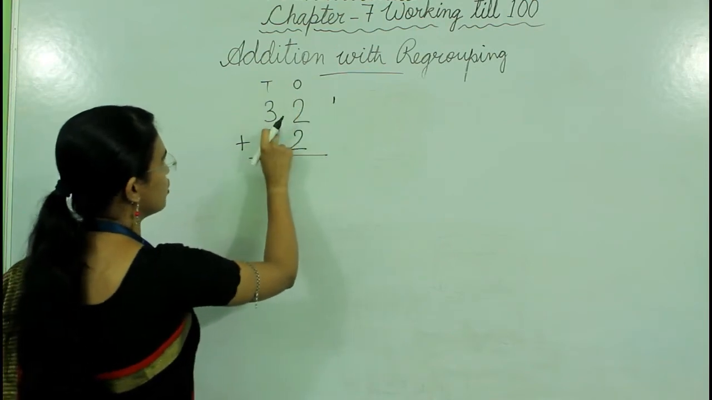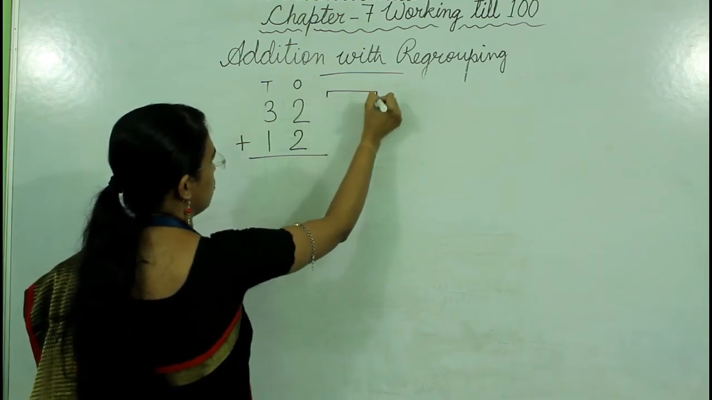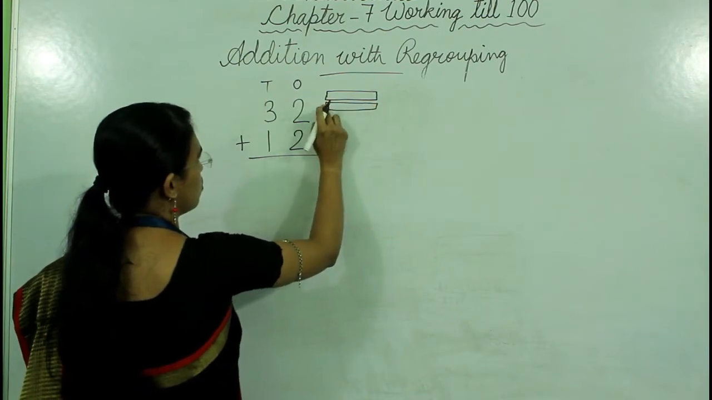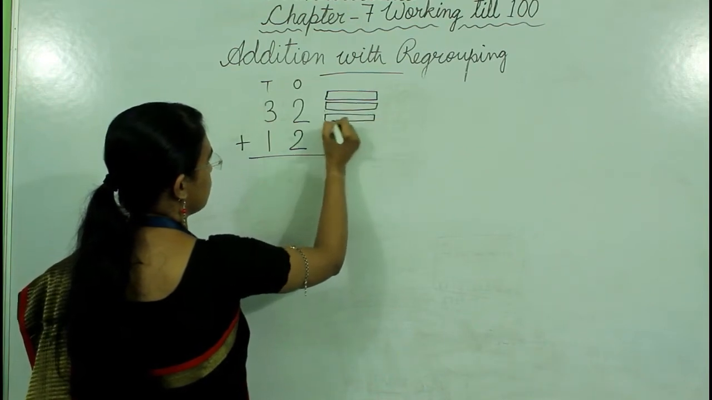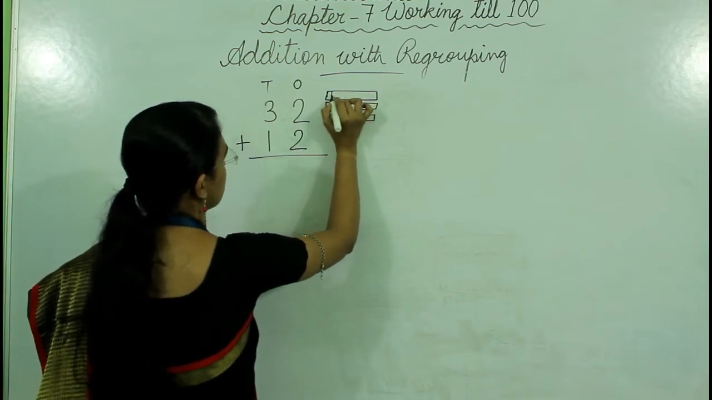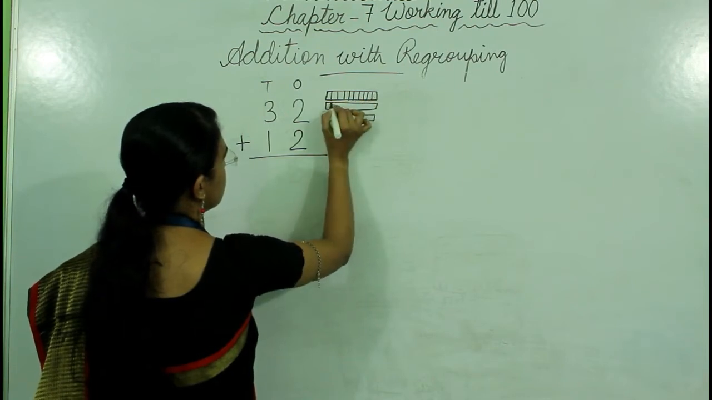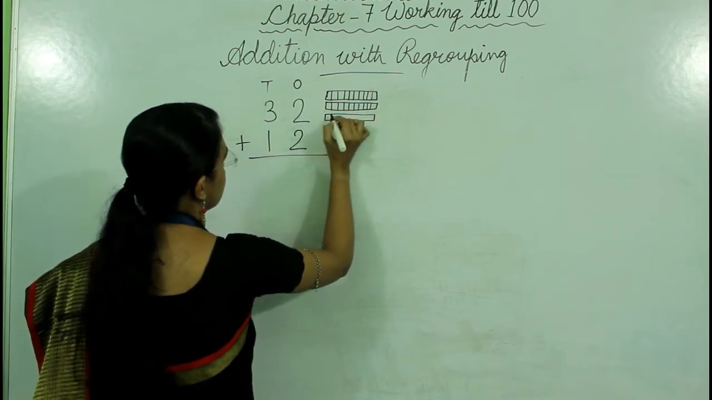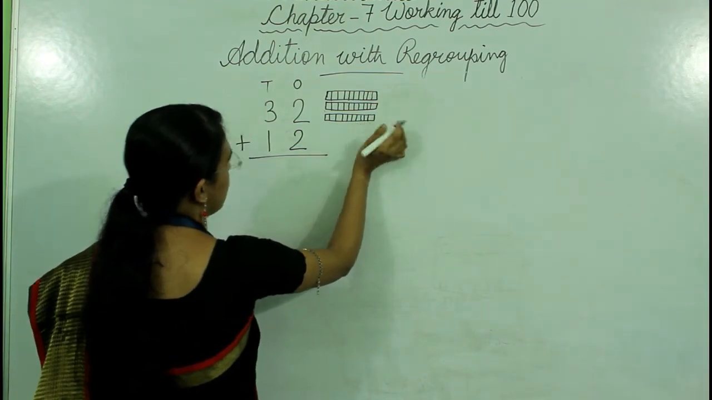Now here we have 3 in the tens place, so that's why we have to draw 3 blocks. 1, 2, 3. And how many blocks does each group have? 10 blocks. 1, 2, 3, 4, 5, 6, 7, 8, 9, 10. The same for each of the three groups.